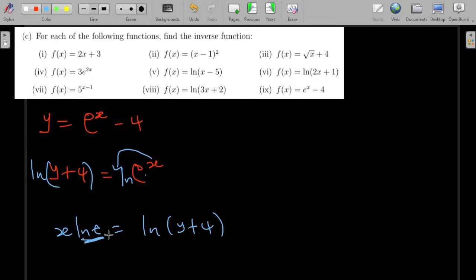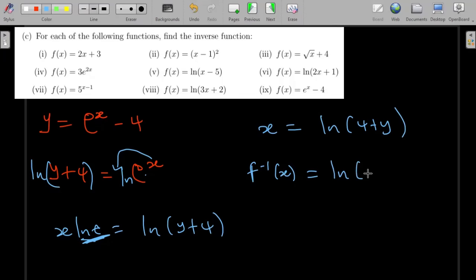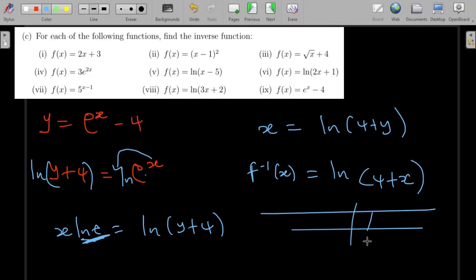So ln e becomes 1. It's just x multiplied by 1, which is x, equal to ln of y plus 4. So we write it now as f inverse of x is equal to ln of x plus 4. This is the inverse here. Then you can try to find its domain and range. So we are done with question 1.